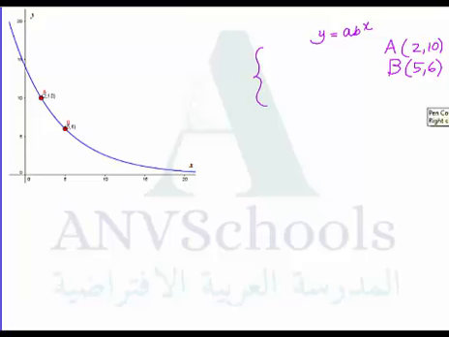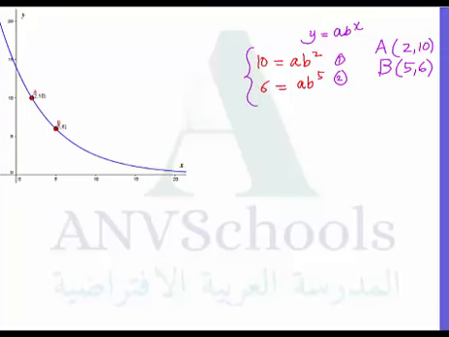Substituting the values of x and y for both points A and B, for the first equation we will get 10 is equal to ab raised to 2, or ab squared. For the second point, we will have 6 is equal to ab to the 5. That gives us two equations with two unknowns. Therefore, we could solve the variables a and b. And how are we going to do that?